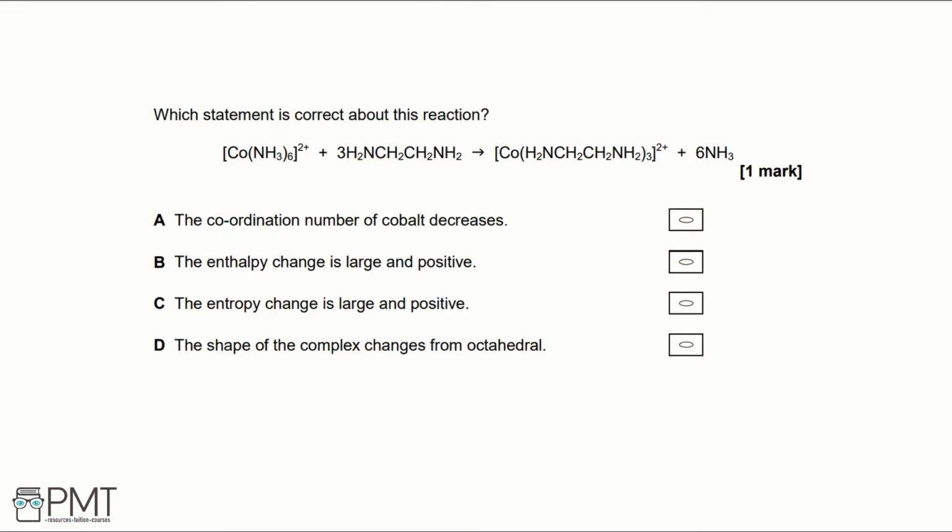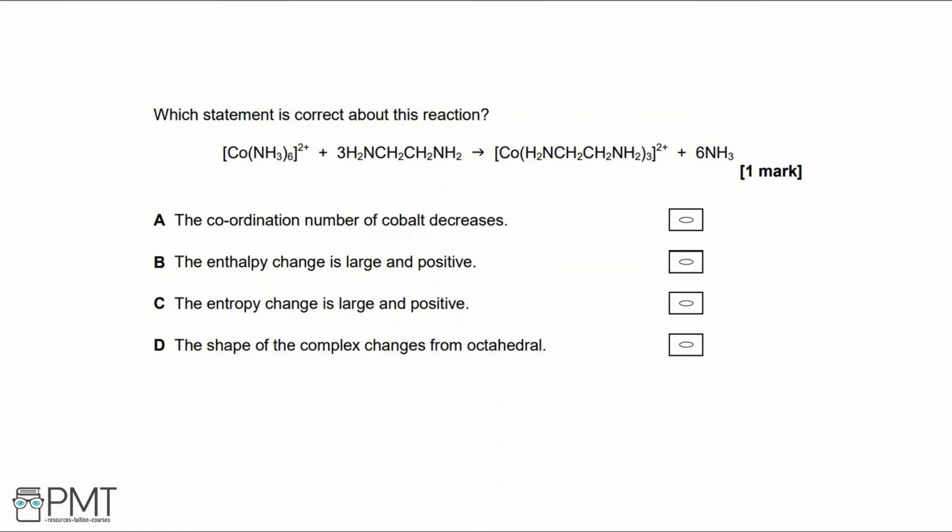Which statement is correct about this reaction? A. The coordination number of cobalt decreases. B. The enthalpy change is large and positive. C. The entropy change is large and positive. Or D. The shape of the complex changes from octahedral. Let's work through these statements one at a time.